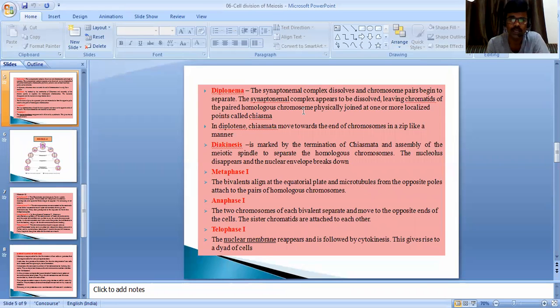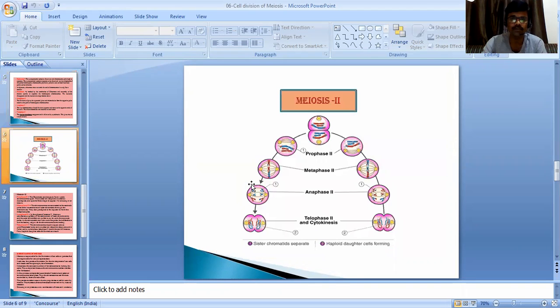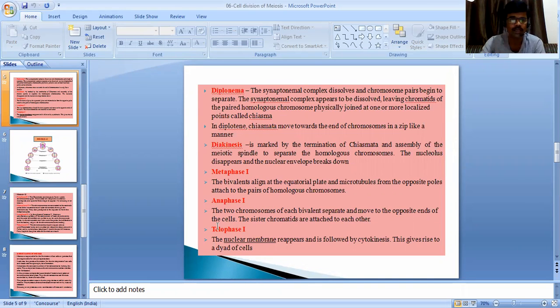And the fourth one is telophase first. The nuclear membrane reappears and is followed by cytokinesis. This gives rise to the dyad cells. Dyad cell.